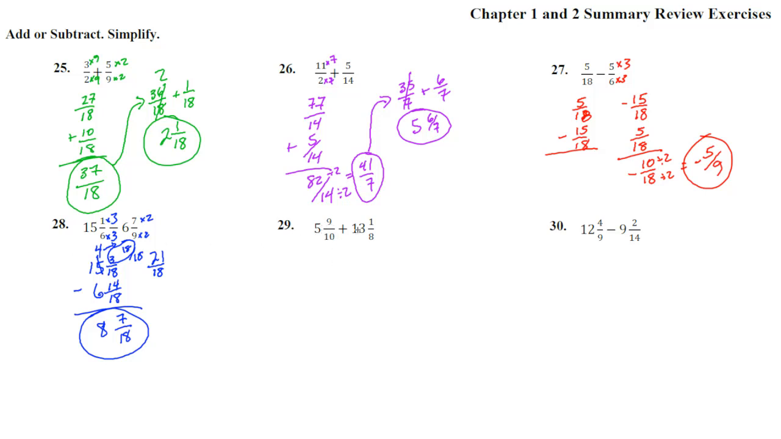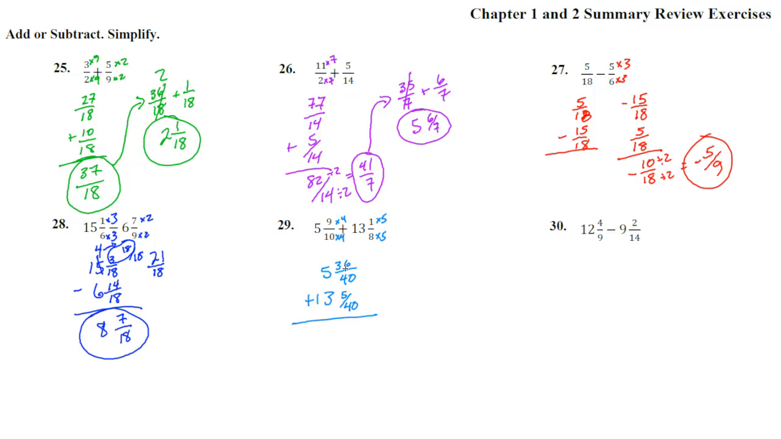Number 29. 5 and 9 tenths plus 13 and 1 eighth. Let me see. Common denominator of 10 and 8. We could do 80. But could we do any smaller than that? Let me see. 10, 20, 30, 40. 40. 8 times 5 is 40. So that looks like the smallest one we could do, times by 4. So we have 5 and 36 fortieths plus 13 and 5 fortieths is what it looks like.